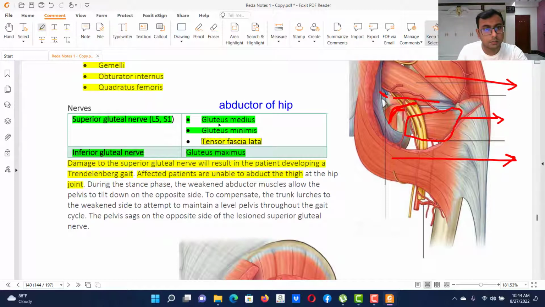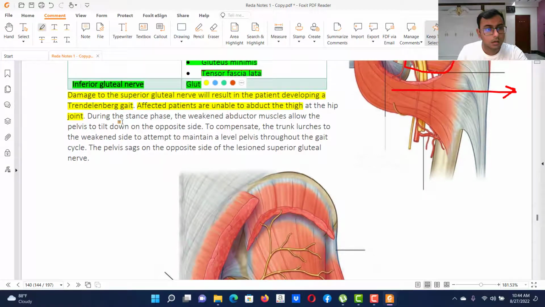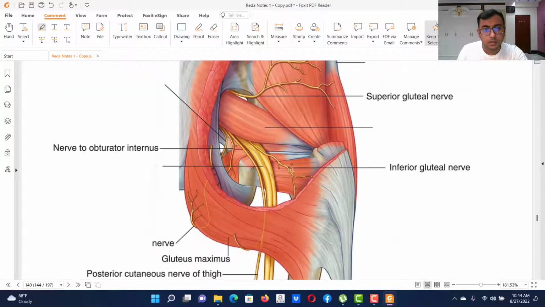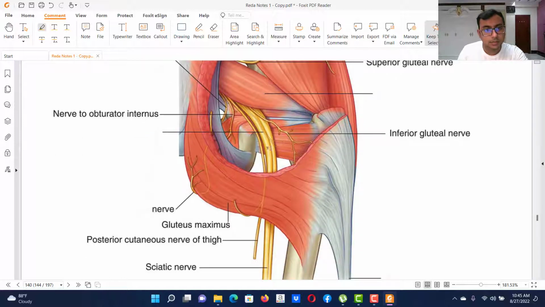So superior gluteal nerve supplies gluteus medius and gluteus minimus, these two muscles along with tensor fascia lata, they are helping with abduction of the hip. During this stance phase, the weakened abductor muscles allow the pelvis to tilt down on the opposite side, so the patient compensates by leaning the trunk to the weak side to attempt to maintain a level pelvis throughout the gait. No need for that further. So here obturator internus, the inferior gluteal nerve goes through the greater sciatic foramen. Superior gluteal nerve is also from the greater sciatic foramen, and the sciatic nerve.